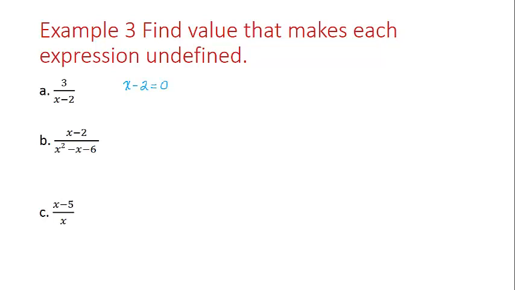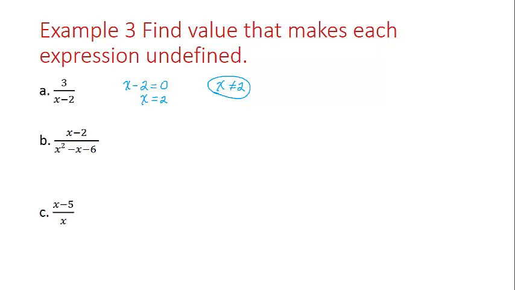So in 3 divided by x minus 2, we set x minus 2 equal to 0 and solve to get x equals 2. So the restriction is that x cannot equal 2, because 3 divided by 2 minus 2 would be 3 divided by 0, which is undefined.